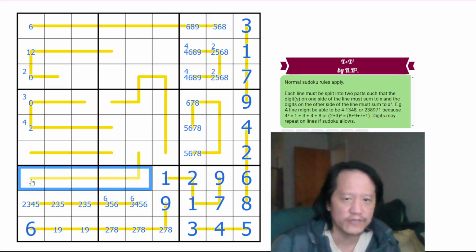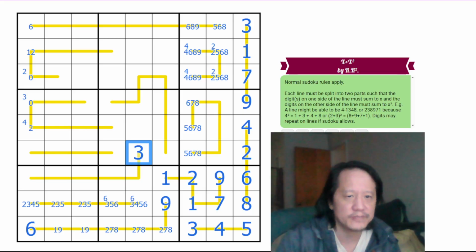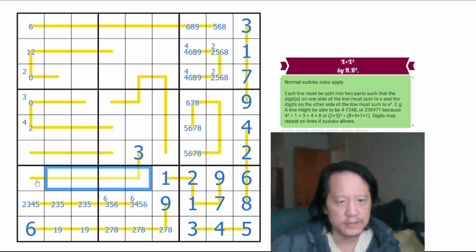Remaining digits in row 7, we have 3, 4, 5, 7, 8. That's 3, 4, 5 is 12, plus 8 is 20, plus 7 is 27. So we can get 3 to go up to 30 here, and that's it. 27 plus 15 is 42. So this has to be 3, which means this has to be on this end. So it adds up to 30. So we have to have 5.